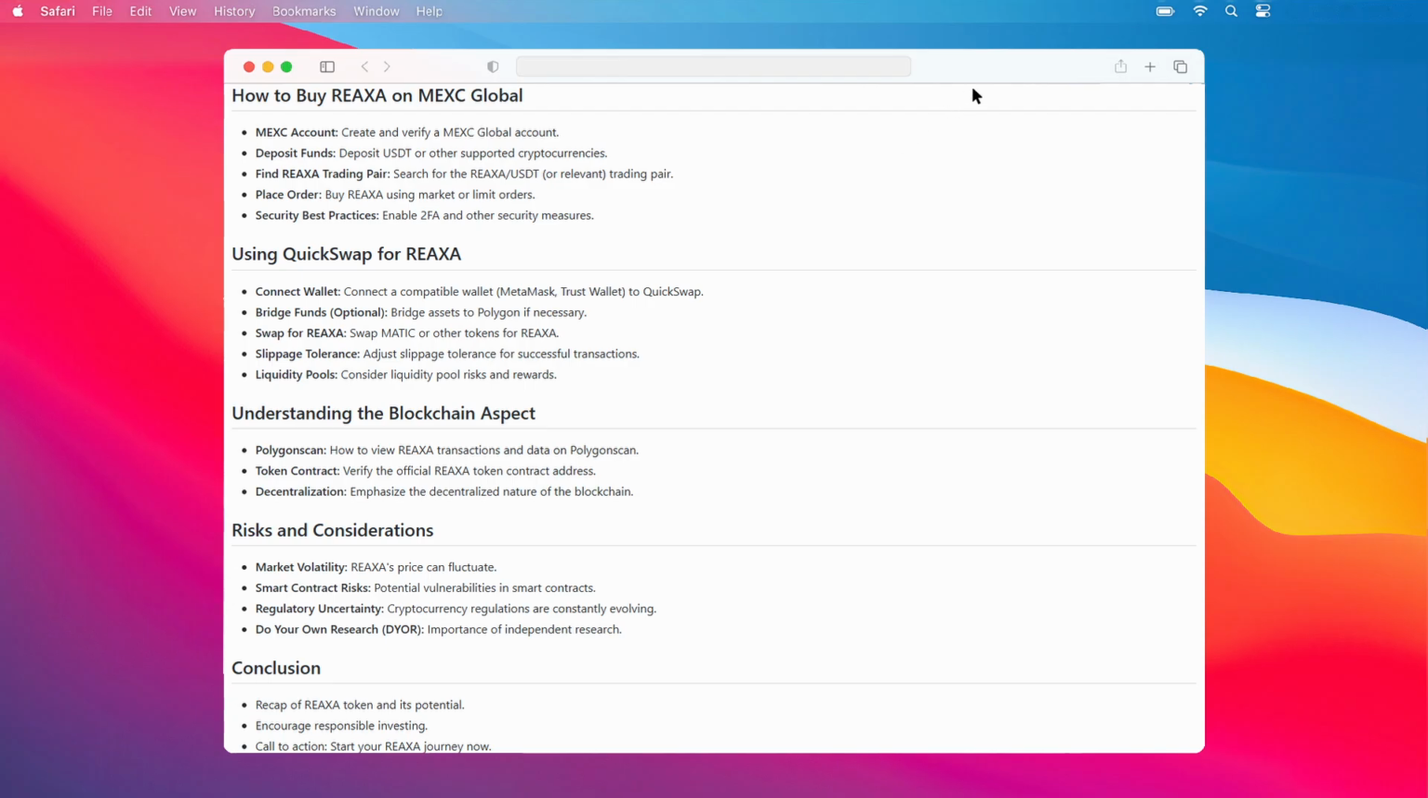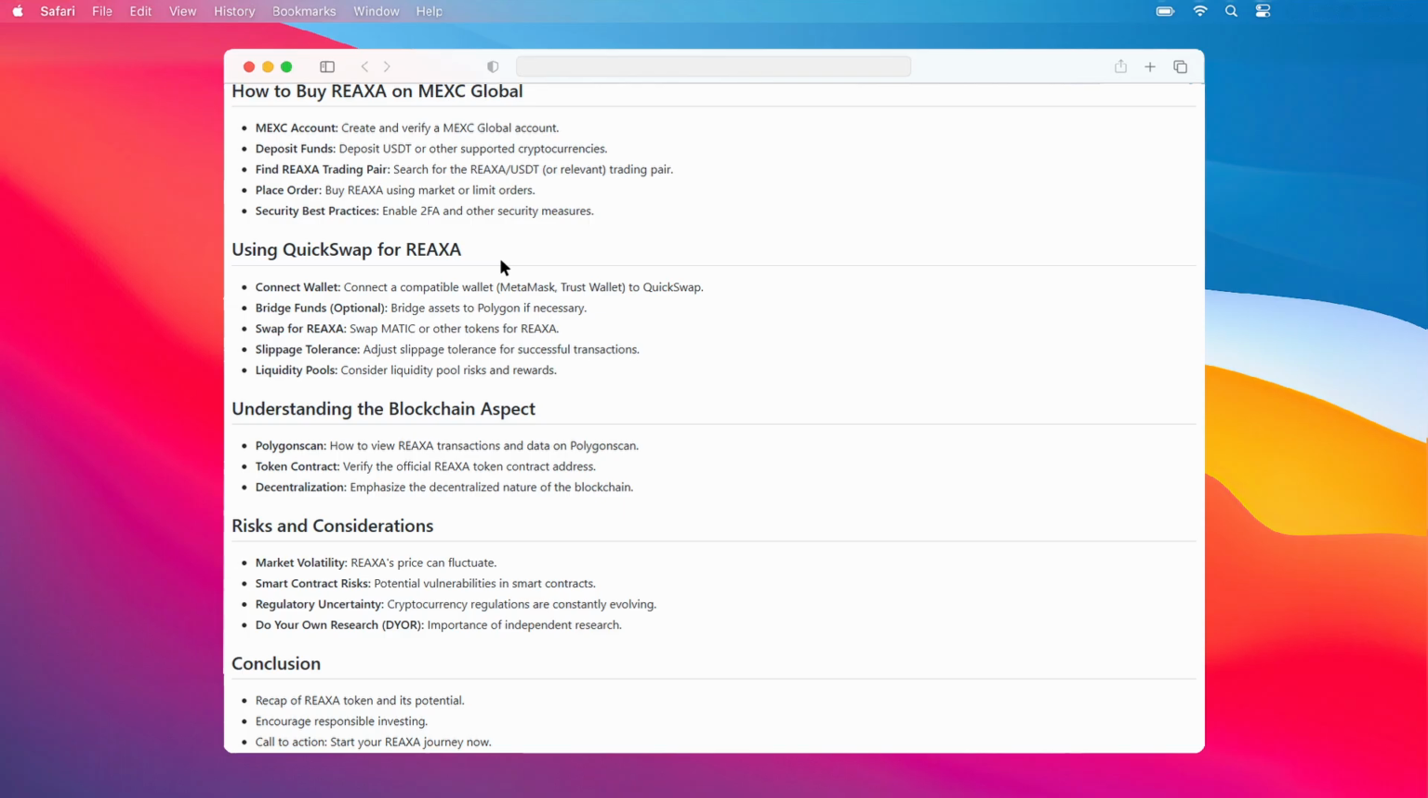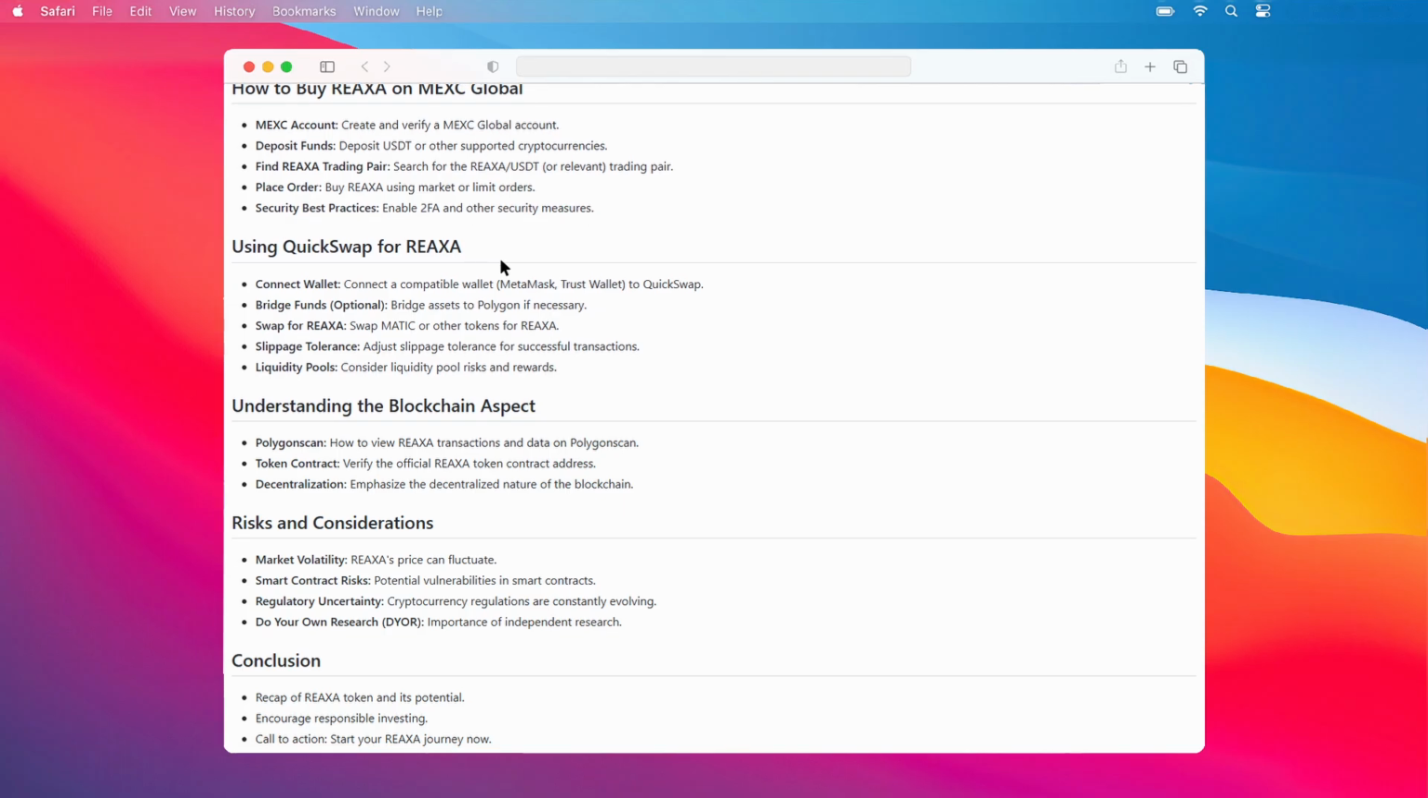If you prefer using QuickSwap for Reaxa, you'll need to connect a compatible wallet, such as MetaMask or Trust Wallet. If needed, bridge assets to the Polygon network. Then, swap MATIC or other tokens for Reaxa. When swapping, adjust slippage tolerance for successful transactions, and consider the risks and rewards associated with liquidity pools.